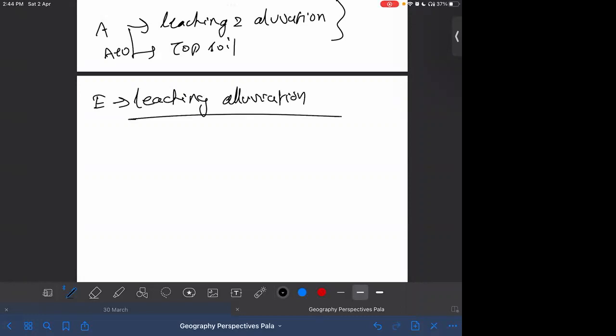This is also a layer of mineral differentiation, where minerals are carried to the bottom layers. So O, A, and E have this property where their mineral compositions are washed to the lower layers. Okay, so that is there. And here you also see dominance of coarser material, due to the process of leaching and eluviation.